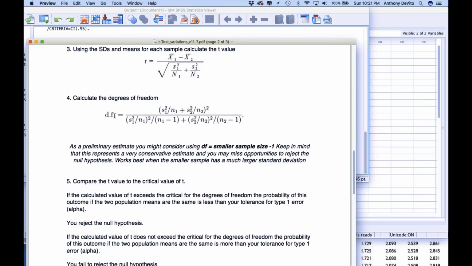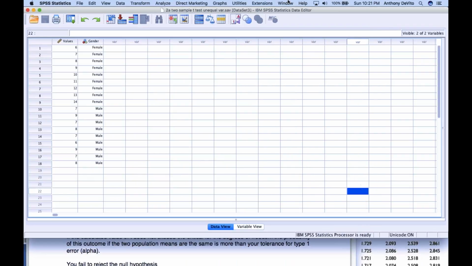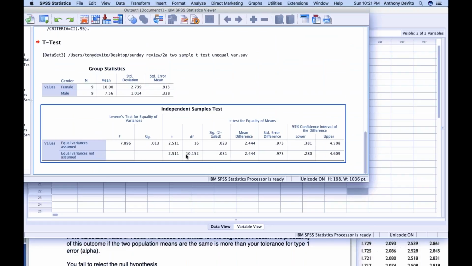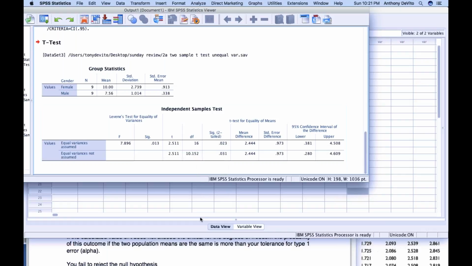A lot of times people would just say, well, just take the smaller sample and subtract 1 from it and use that instead of doing this big calculation. Well, SPSS ignores that. It actually does the calculation. That's why it winds up with such an odd number for degrees of freedom, 10.152. Well, let's compare our t-value of 2.5 to 10 degrees of freedom.